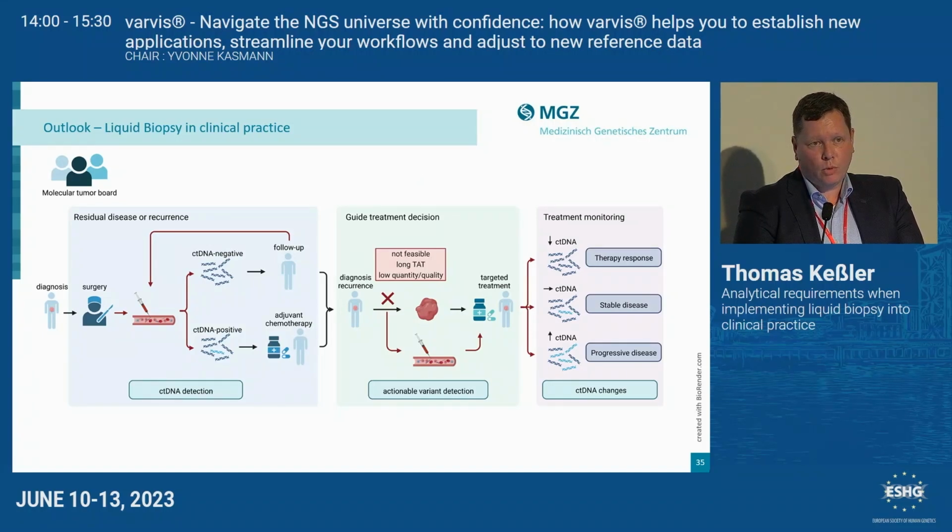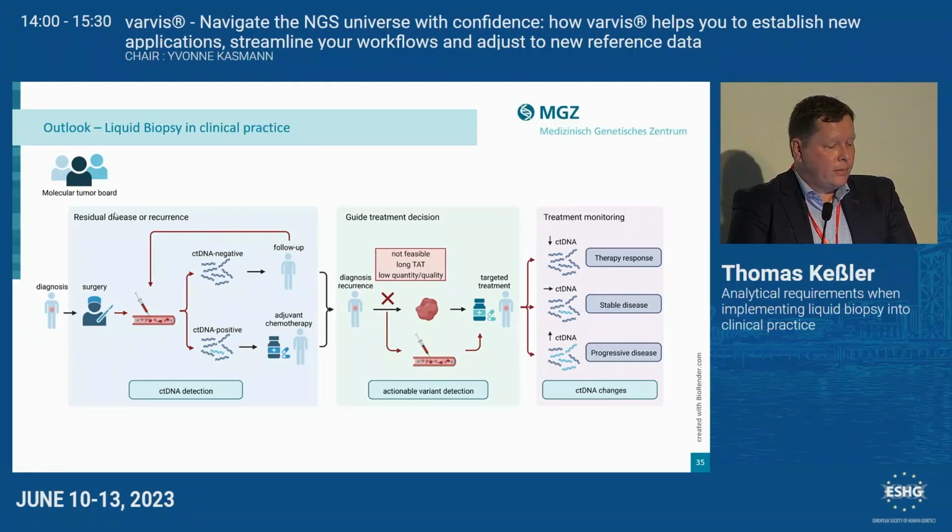So at the moment, there are basically three areas where liquid biopsy is going to be in clinical practice in the next couple of years. On one hand, you have the possibility to guide treatment decisions in cases where, for example, a biopsy is not possible, where you don't want to wait 6 weeks or longer for the analysis of FFPE tissues, or where you have a low quantity or quality of DNA from the tumor biopsy. You can try to find information about the tumor from the liquid biopsy.